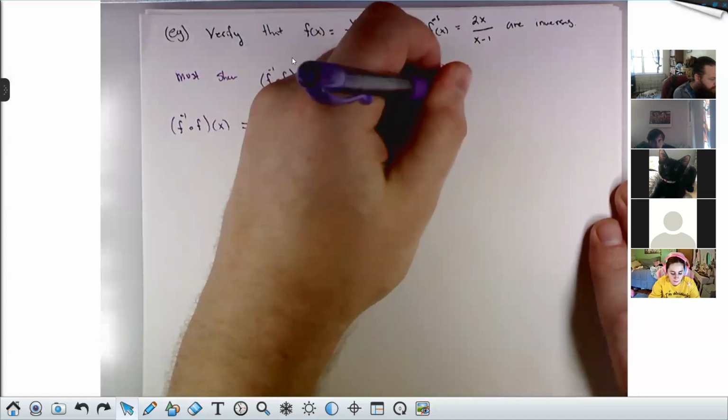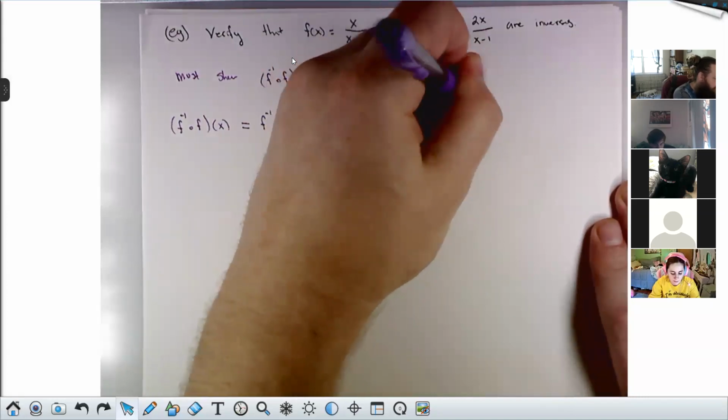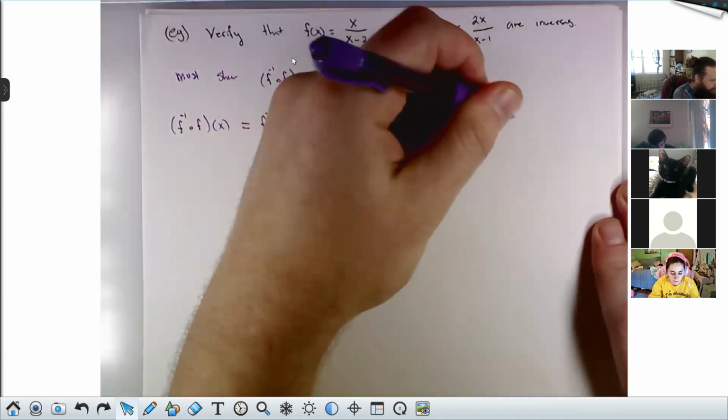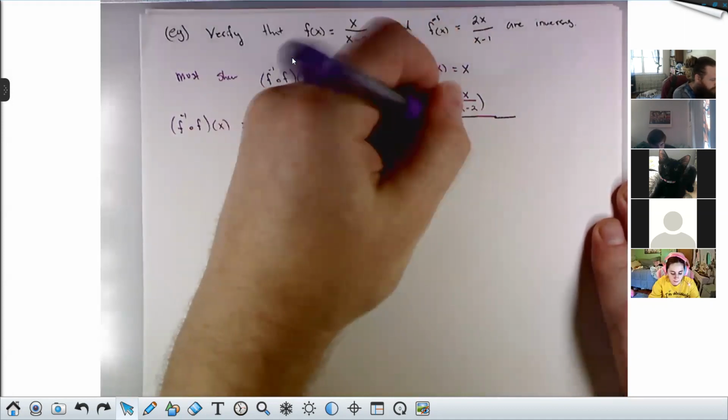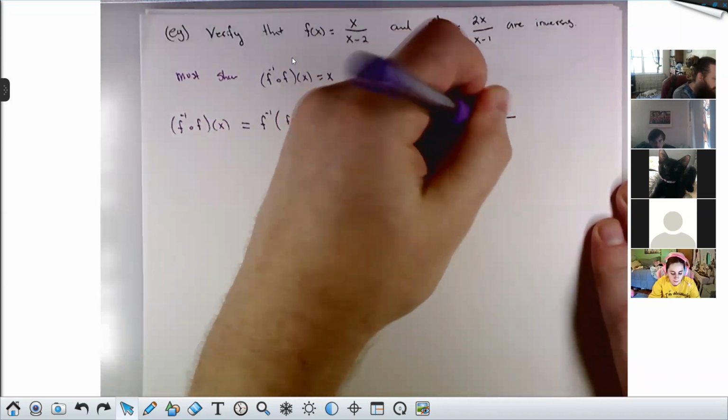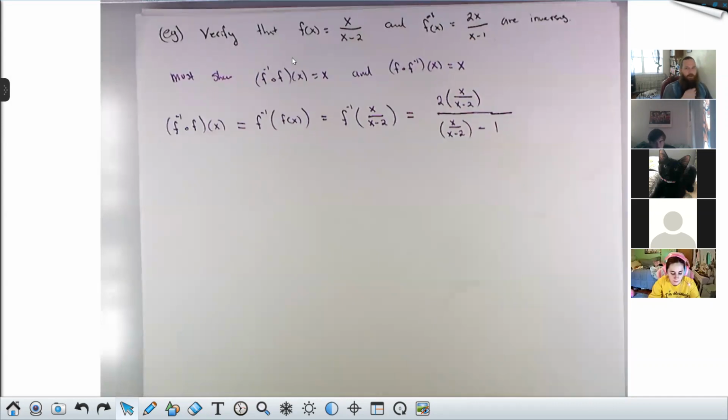So this is 2 times x over x minus 2, divided by x over x minus 2 minus 1. That's the thing I need to simplify. Hopefully this simplifies just to x. If these two functions are actually inverses, this should simplify to x. But it's not obvious, right? Looking at this, it doesn't look like x. Let's see what we get.